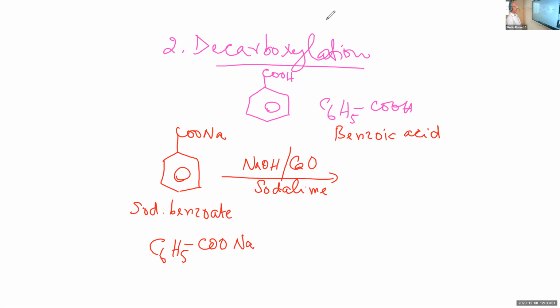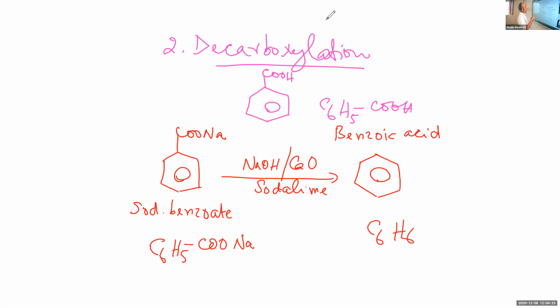The COOH group is removed. And so it is called a decarboxylation. The carboxyl group is removed. And you will get C6H6. C6H6, benzene, is formed by the removal of the carboxyl group.